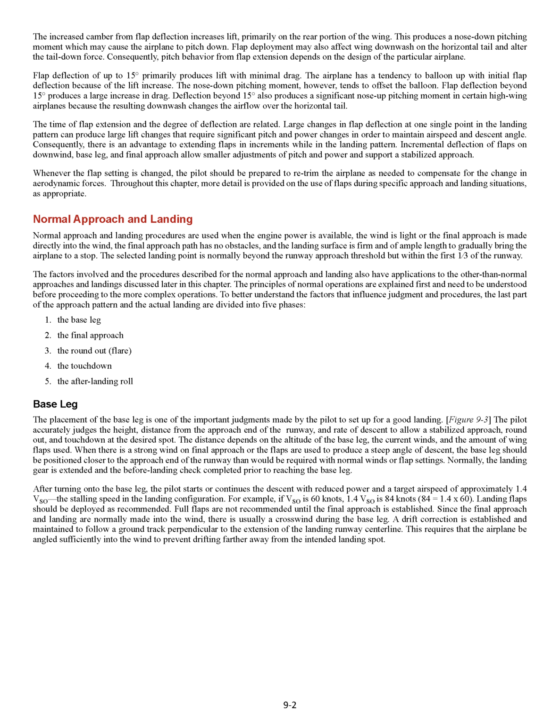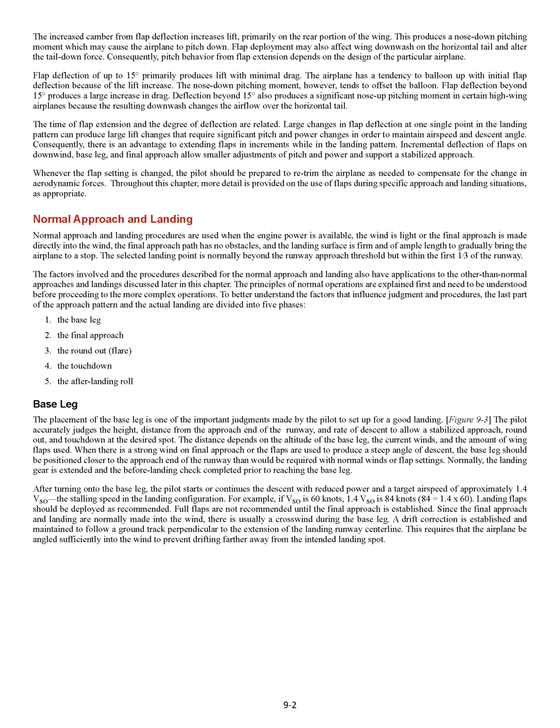After turning onto the base leg, the pilot starts or continues the descent with reduced power and a target airspeed of approximately 1.4 VSO, the stalling speed in the landing configuration. For example, if VSO is 60 knots, 1.4 VSO is 84 knots, 84 equals 1.4 by 60. Landing flaps should be deployed as recommended. Full flaps are not recommended until the final approach is established.